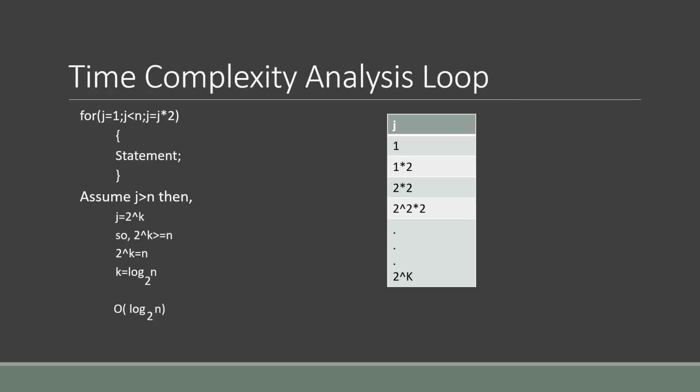In a similar fashion, instead of j equals j multiplied by 2, you can also have j equals j divided by 2, where j starts from n and goes while greater than 1. In the same way you will find that the algorithm gives you the time complexity in logarithmic terms.